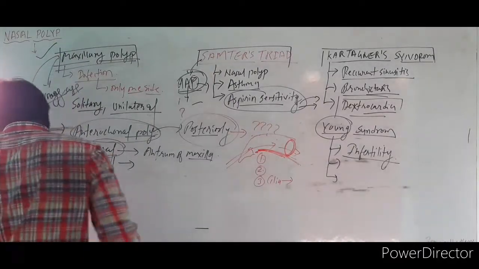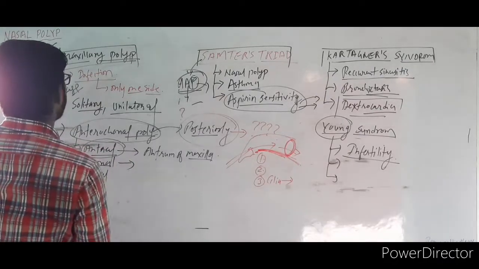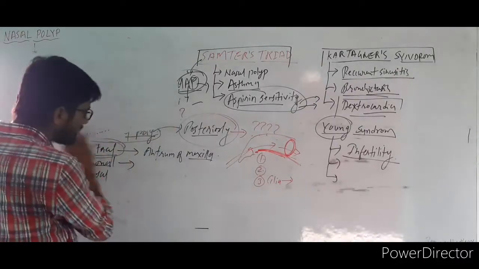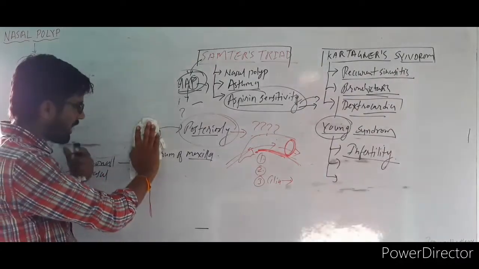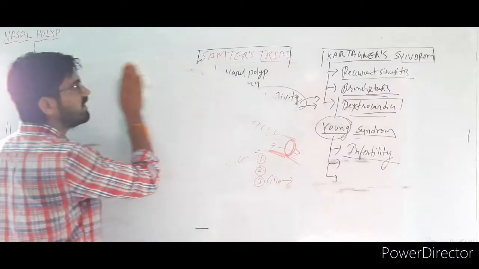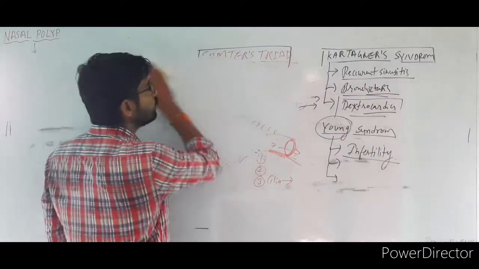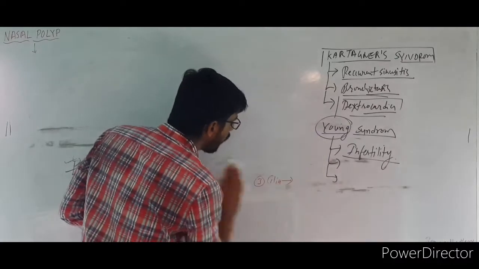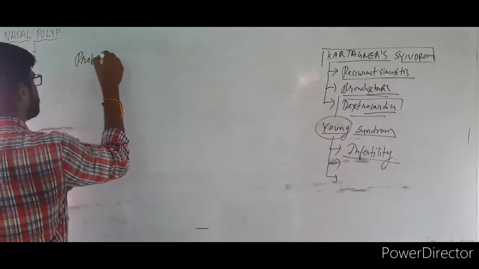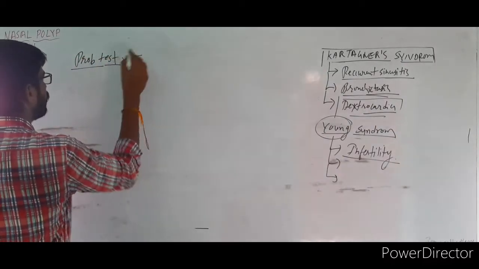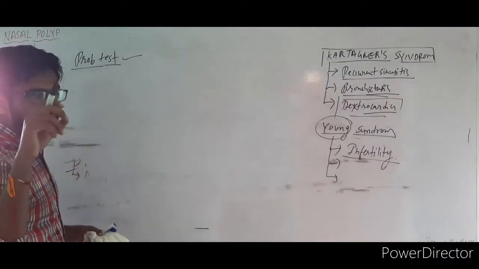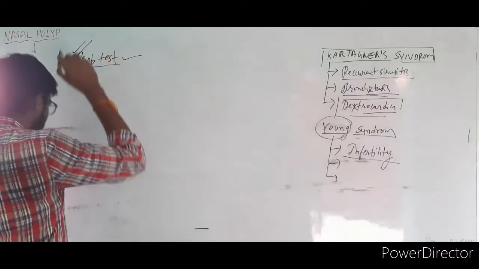Now, one more thing, sir: whether it is a maxillary polyp, or a nasal polyp, or it can be hypertrophy of the ethmoid or hypertrophy of the middle turbinate. How will you differentiate between these? You have to do one test, that is called the probe test. Only then will you come to know whether it is a nasal polyp or hypertrophy of the middle turbinate.